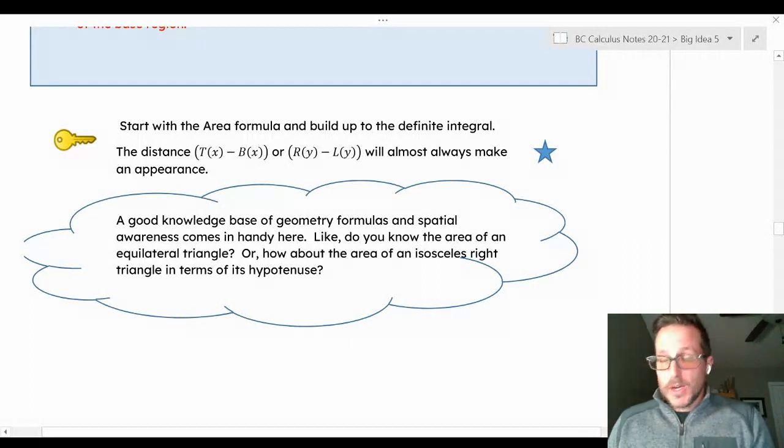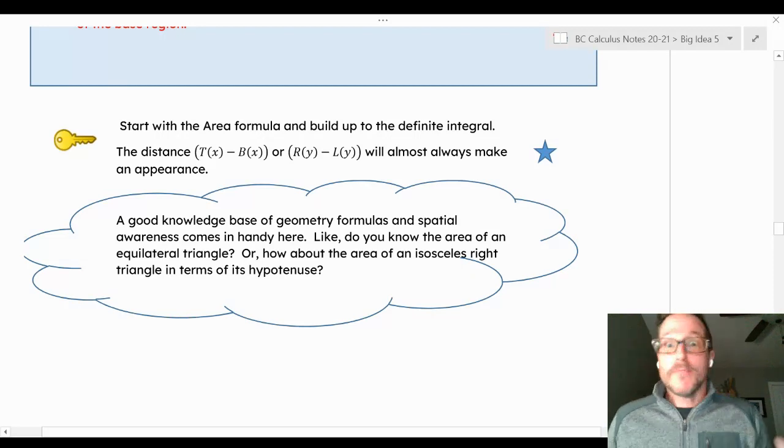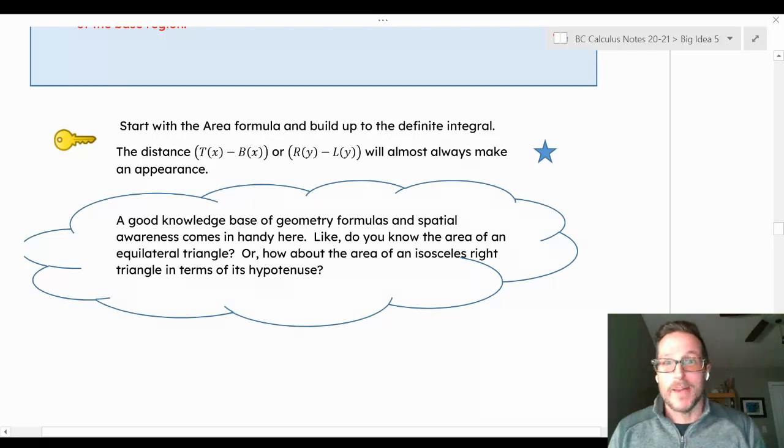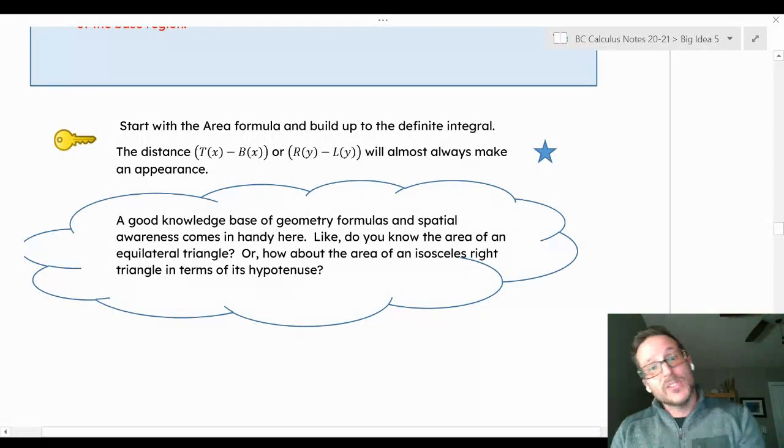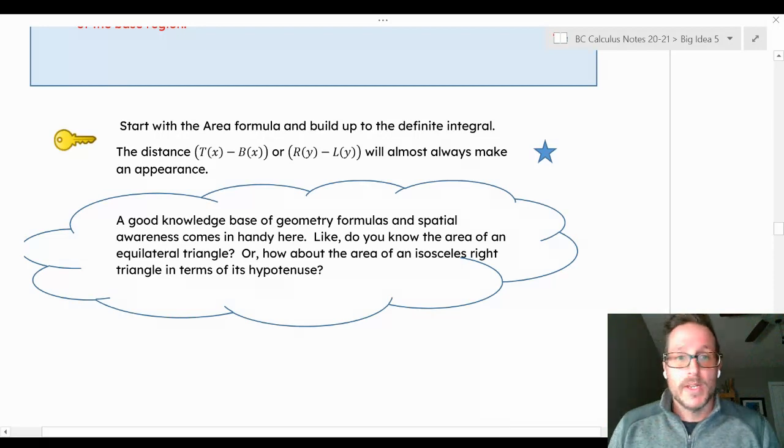And then you're going to substitute in for whatever distance might be part of that area formula. The length, top minus bottom or right minus left, is back. Those are ways to represent distances: vertical distances, top minus bottom, horizontal distances, right minus left. And we're going to substitute that into the appropriate spot in our geometry formulas.